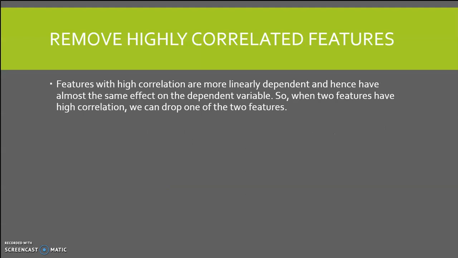Okay, you should also remove highly correlated features. Features with high correlation are more linearly dependent and hence have almost the same effect on the dependent variable. So when two features have high correlation, we can drop one of the two features. What this dependent variable means is also known as the target or the target class or the target attribute. This is the very attribute that we want to predict. It usually has a class label.